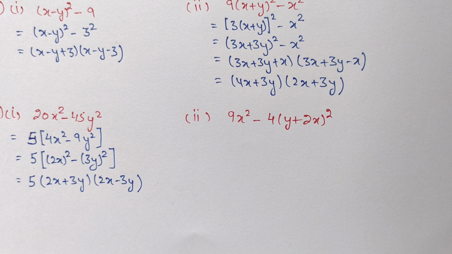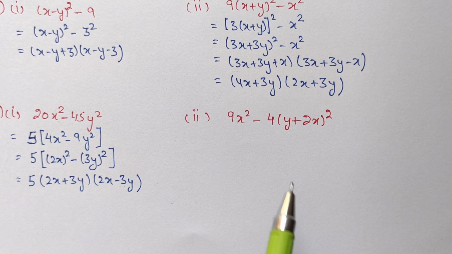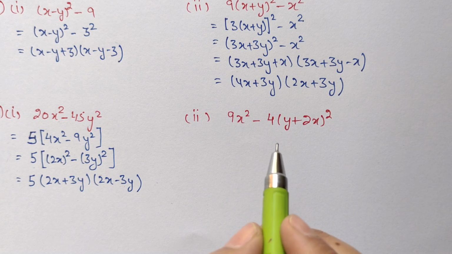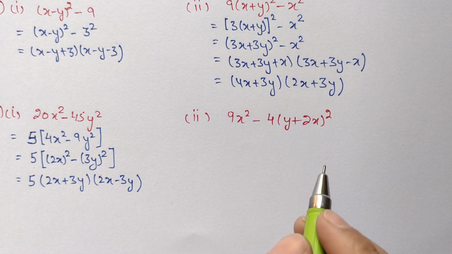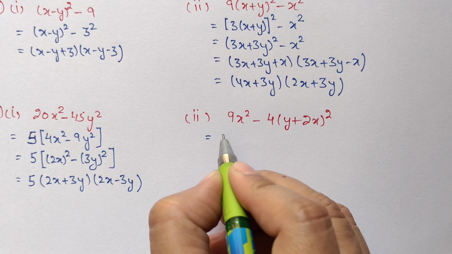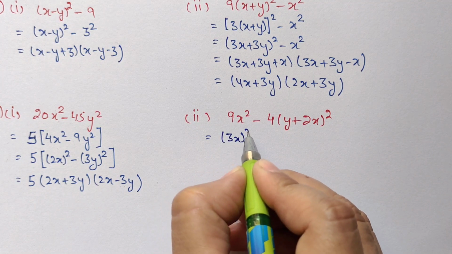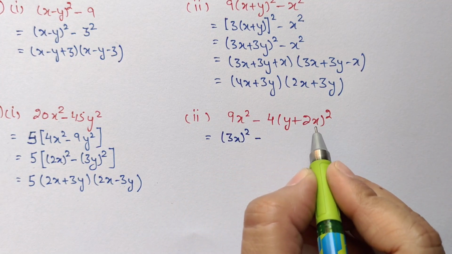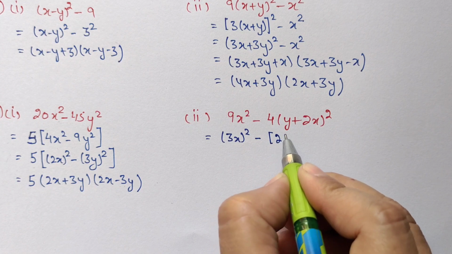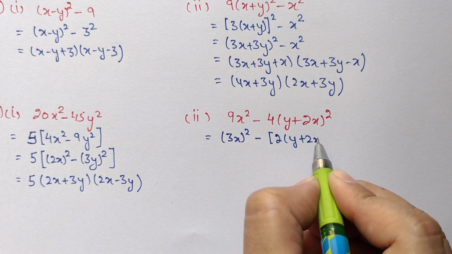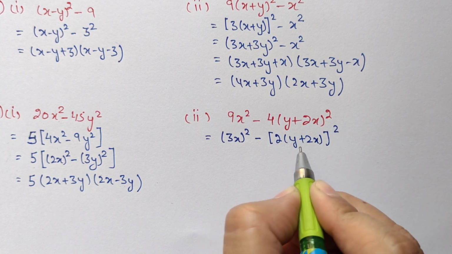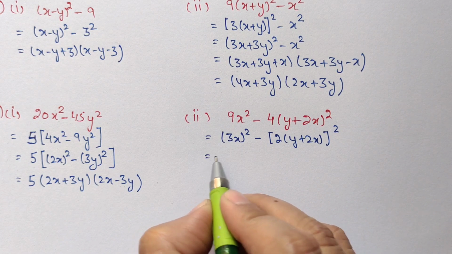Second part: 9x square minus (4y plus 2x) whole square. We cannot take out anything common here. We will write these two terms in the square form. 9x square we can write as (3x) whole square, and 4y plus 2x we can write as (2y plus 2x) whole square. This 2 first will multiply inside the bracket.